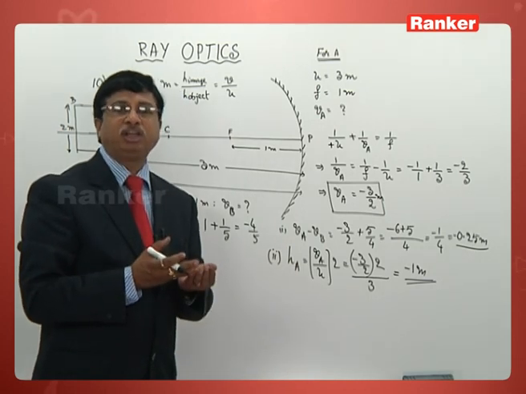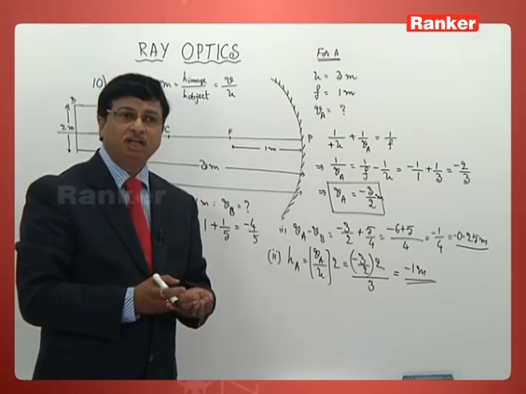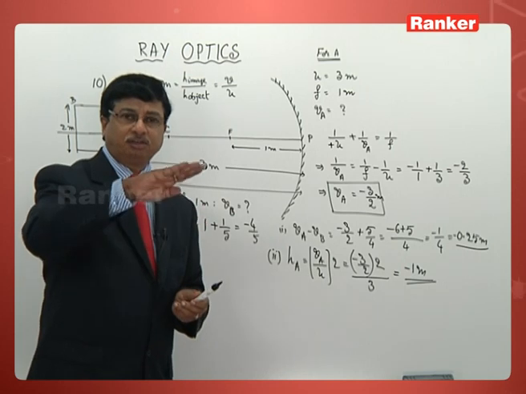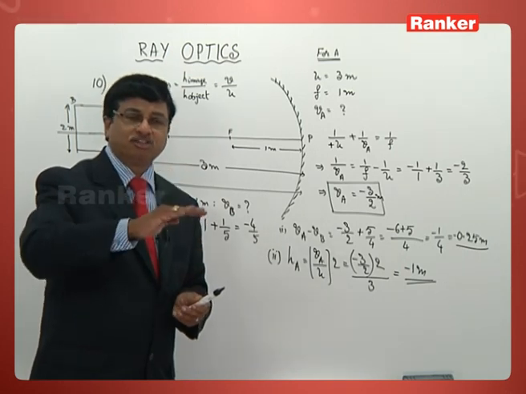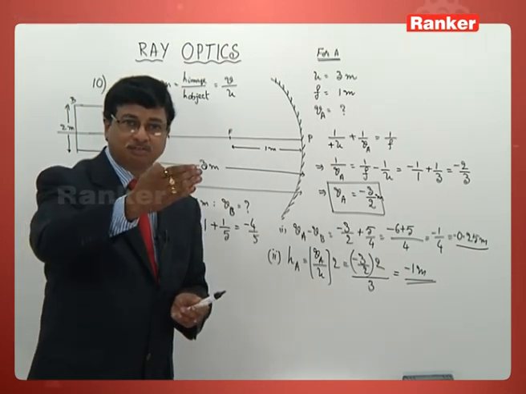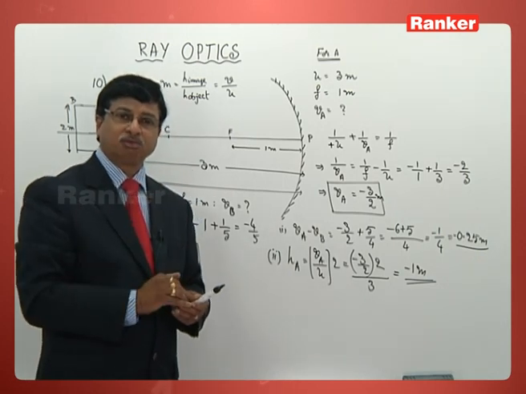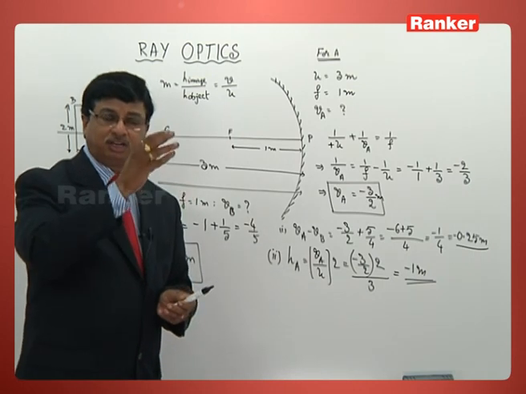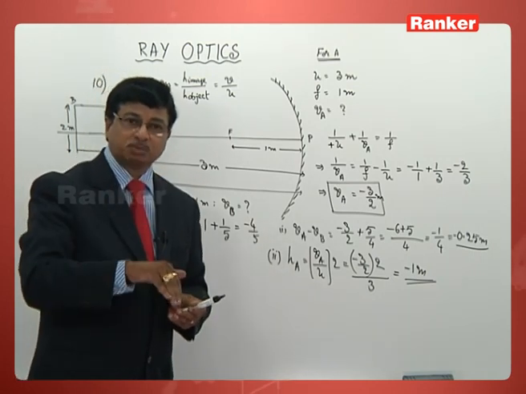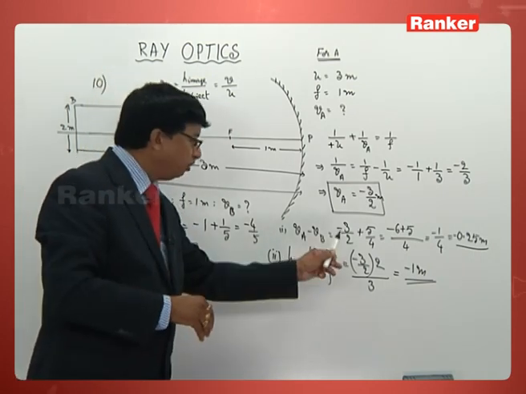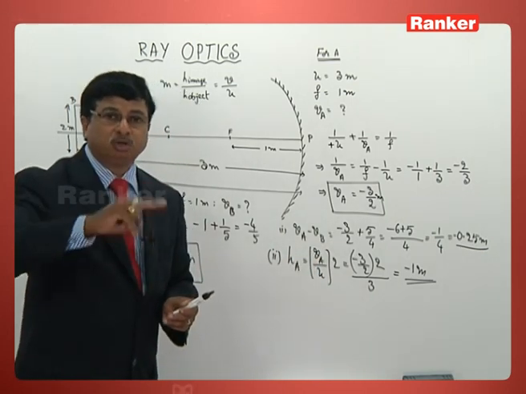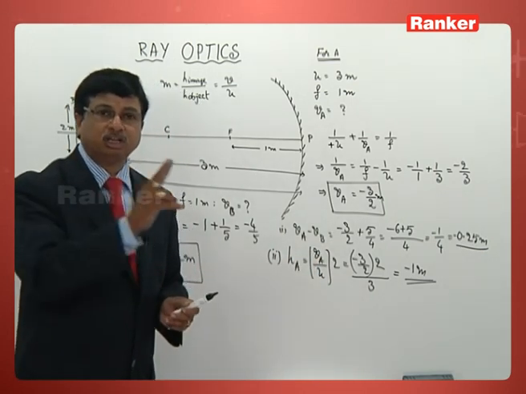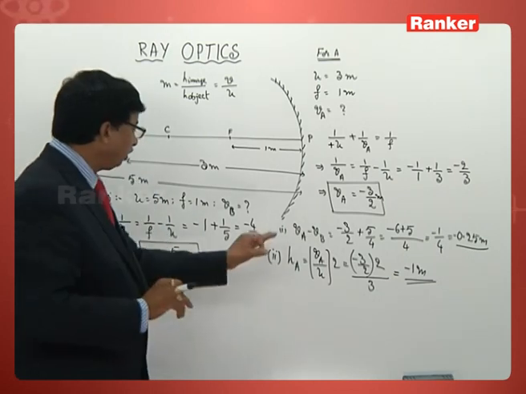Why? When can we take negative? You all know very well. When the image distance or the size is measured above the principal axis, the value should be taken positive, and below the principal axis, we should take negative. It is a real image here. Definitely, it will be below the principal axis. It should be taken negative. Fine. What next I want?